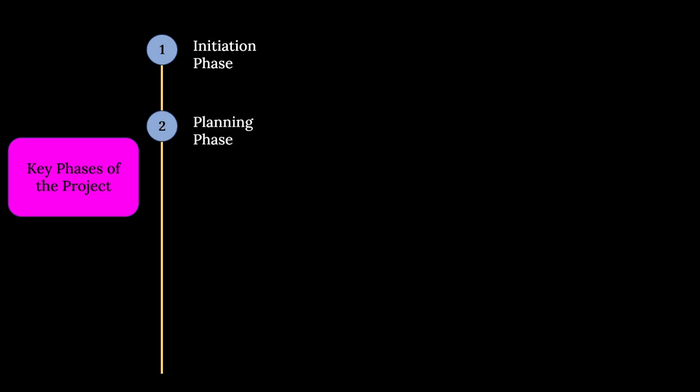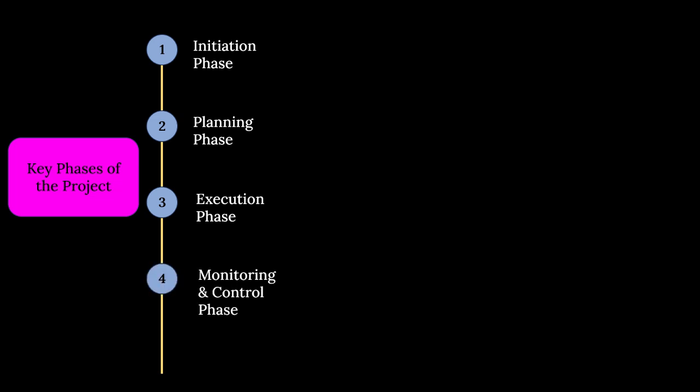What are the key phases of the project? Let us list down. Very first is the initiation phase. The second one, the planning phase. Third is the execution phase. Fourth is the monitoring and control phase. And finally, the closure phase. Now let us try to reveal each and every aspect of these 5 points we have mentioned.